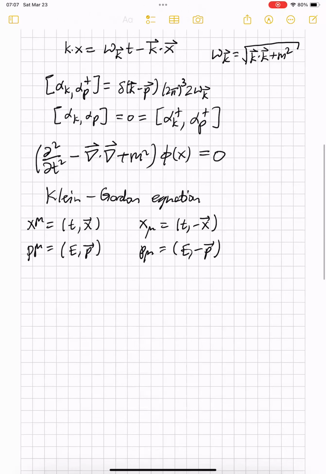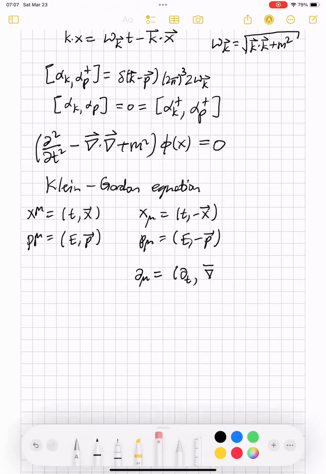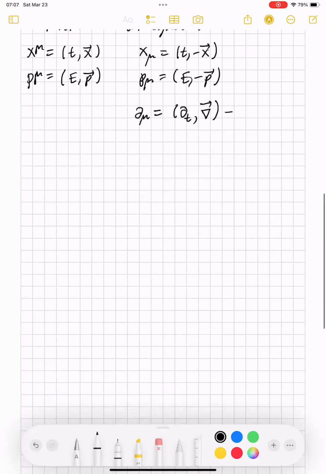I now want to introduce the derivative operator. The way that d mu lower is defined is d by dt, and then nabla. Let me write out all of the components explicitly. So this would be d by dt, d by dx, d by dy, d by dz.